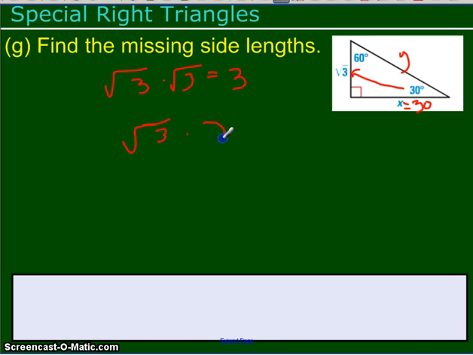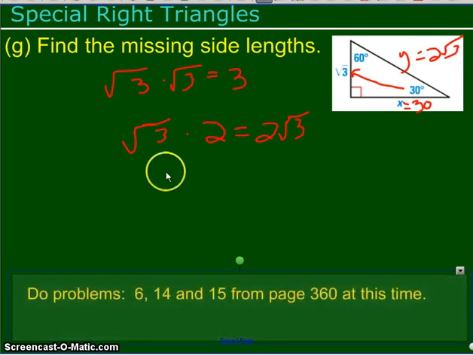Now, to get to the hypotenuse, I take the shorter leg, which is radical 3, and I double it, or I multiply it by 2. So what's 2 radical 3's? Well, it's just 2 radical 3. And we're done with that example also. A real nice, short and easy one. Makes some real easy problems to work. So regular geometry class would be doing 6, 14, and 15.